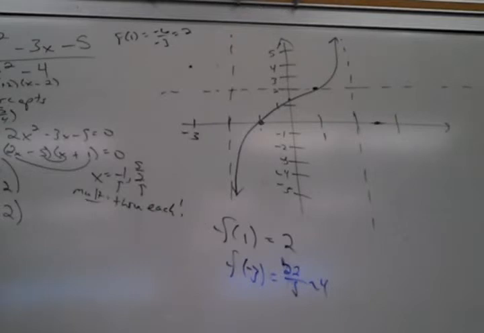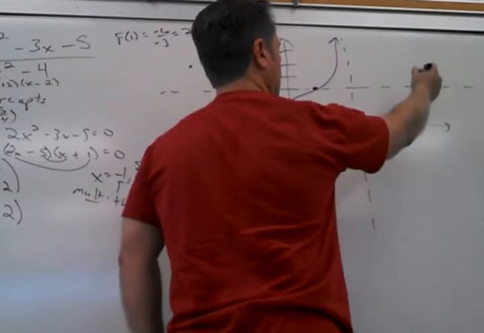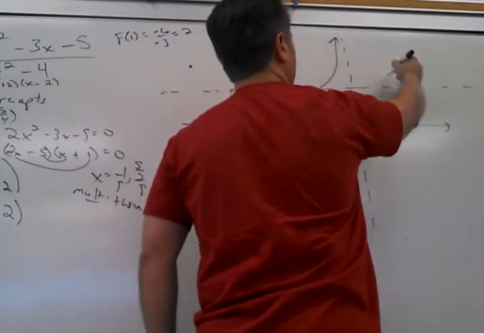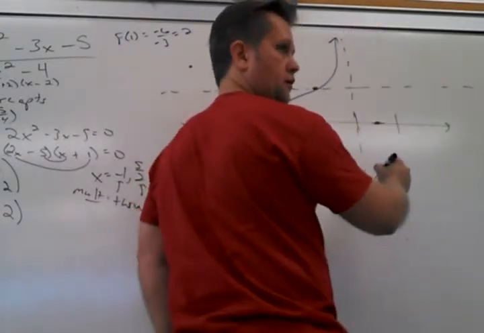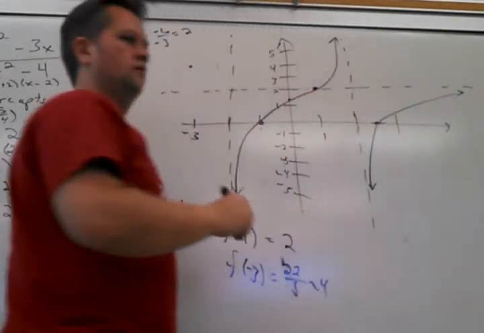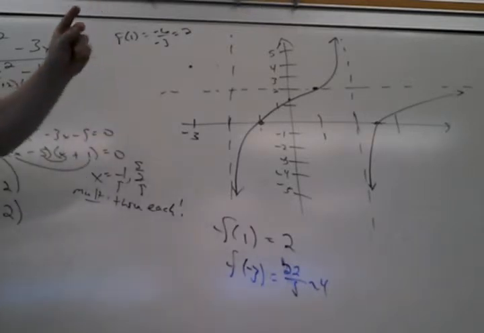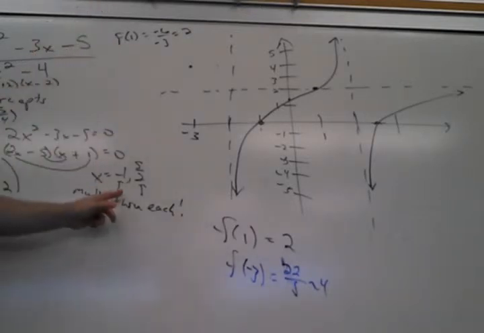I could do more points to get it better, but I want to balance between too many points and not enough. So a couple points should be all you need to get a rough sketch. Over here, what's it going to look like? It can't possibly be up here, really. It's got to be down. Yeah, it's got to be here. And it goes through that intercept, so that makes sense. Right? It goes through both of those intercepts.